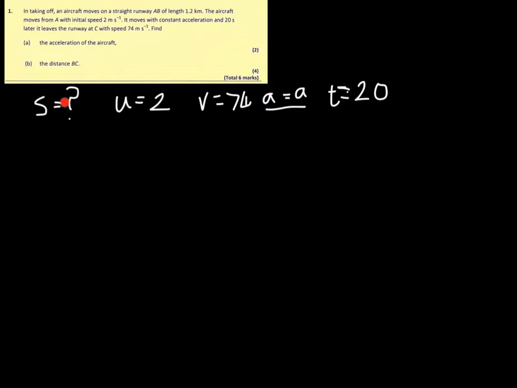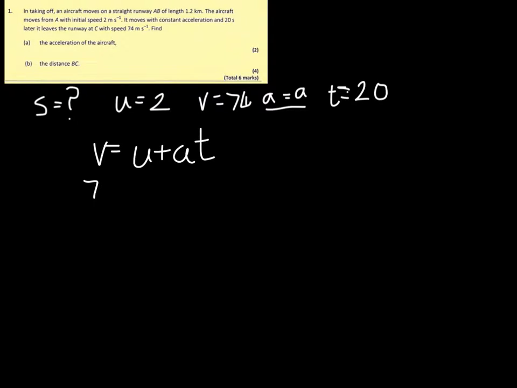I don't know S. So you need to think back to the first slide I showed. Which equation can we use? I want to find A. I know U, I know V, I know T, I want to know A. So I want something that's got V, U, A, and T in it. So you're going to use V equals U plus A T.